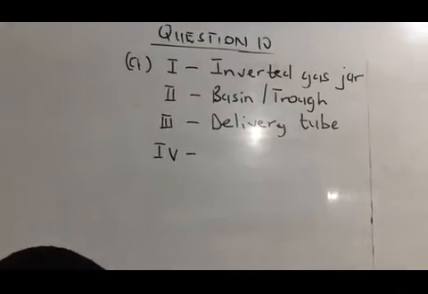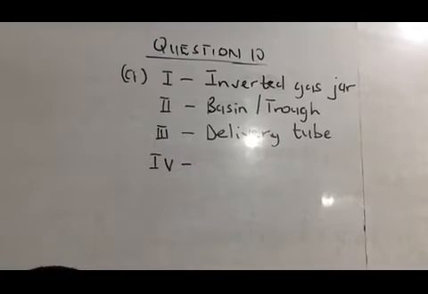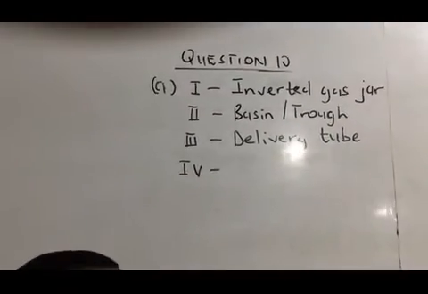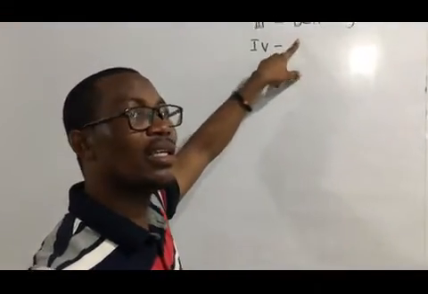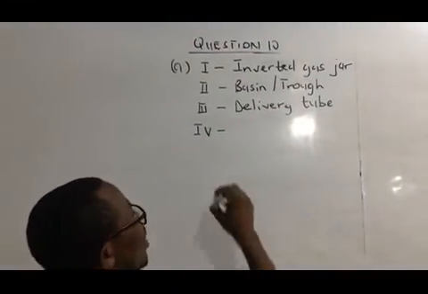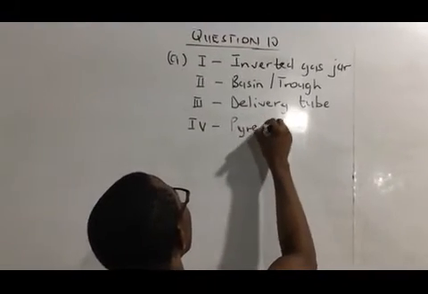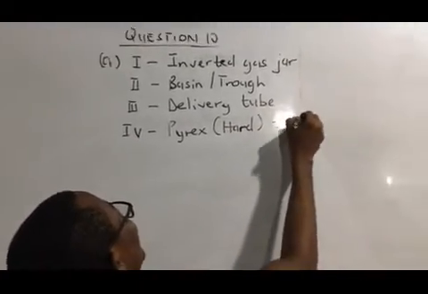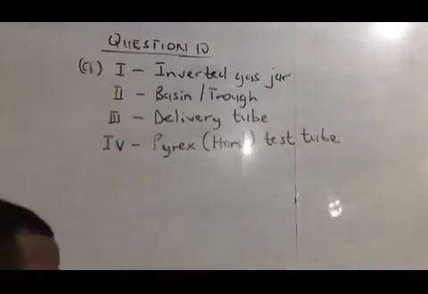And then the last part to label is the IV. Your IV is a test tube, but this test tube is being heated. So if you write just test tube, if a test tube is heated with strong heat, it will end up breaking. So this one, you have to indicate as a hard test tube, or a Pyrex test tube. Pyrex is hard. So Pyrex test tube. Okay, so those are the labeled parts.